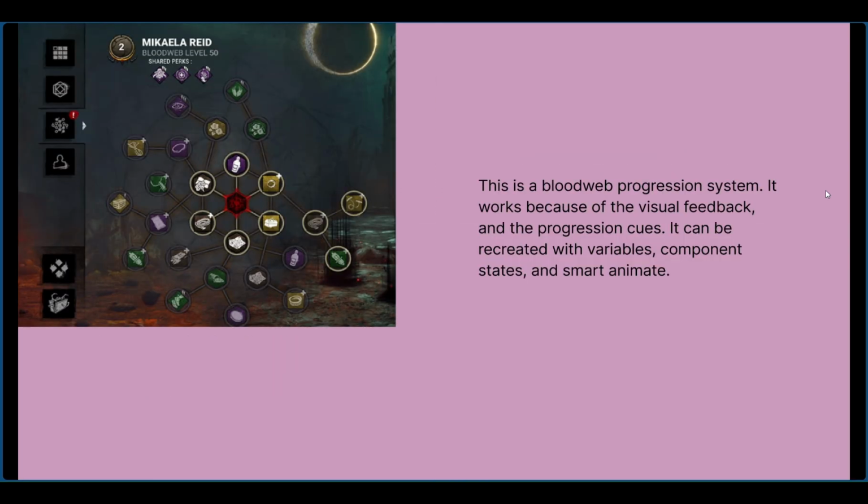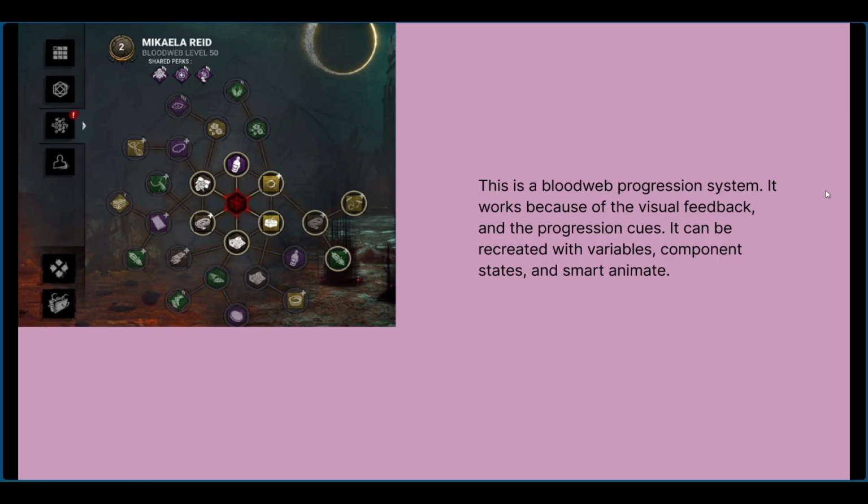My second example is the blood web from Dead by Daylight. I picked this one because it's a really good example of the visual feedback, and as you unlock the nodes, you can clearly see your progression and which paths are available to you. The animations help make leveling up feel rewarding, and the design also makes it feel easy to understand what's happening without needing a lot of explanation.